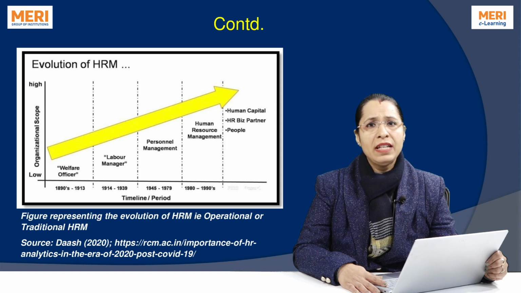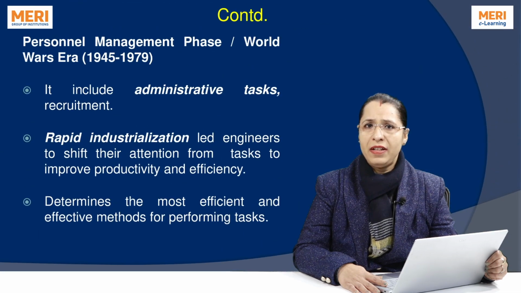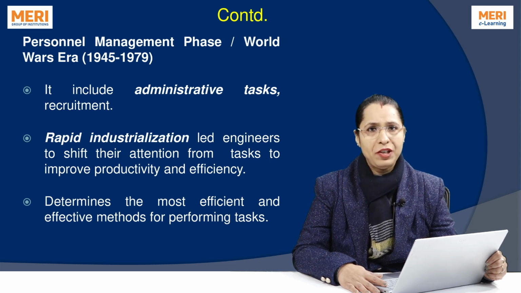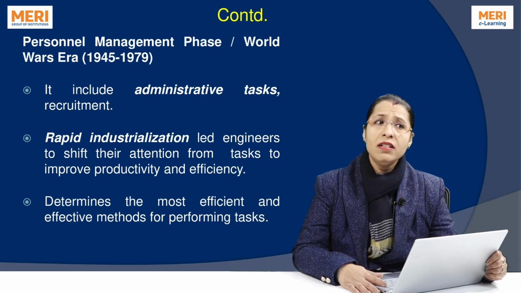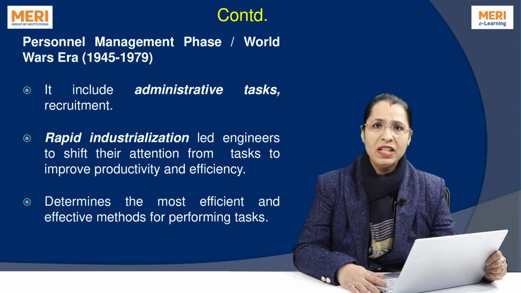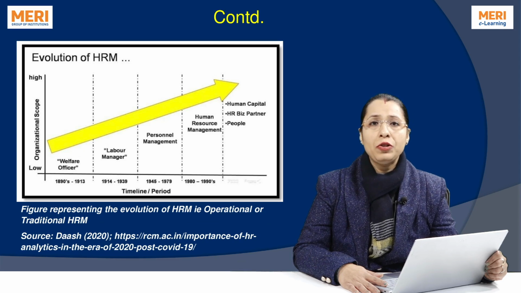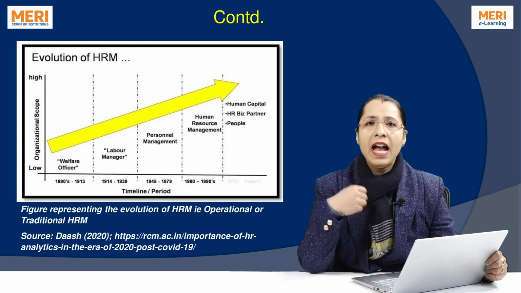Now, we come to the next phase, the personnel management phase, or we can say the World Wars era, started in 1945 and ended in 1979. It evolved to include administrative tasks, recruitment, and ensuring legal compliance. From 1945 to 1979, the focus was primarily on personnel management. During this period, rapid industrialization, particularly in the manufacturing sector, led engineers to shift their attention from completing tasks to improving productivity and efficiency.